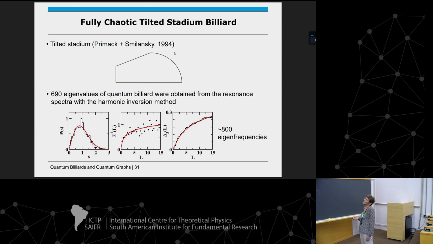So one way to get rid of these bouncing ball orbits is to use this tilted stadium. We did some experiments at room temperature, and when you look at them, it doesn't look perfect, because I had, I think, 100 eigenfrequencies, and then you get something which looks very close to GOE. But of course you have problems with statistical relevance in that case. But this is one way to avoid bouncing ball orbits, to get something which is fully chaotic.